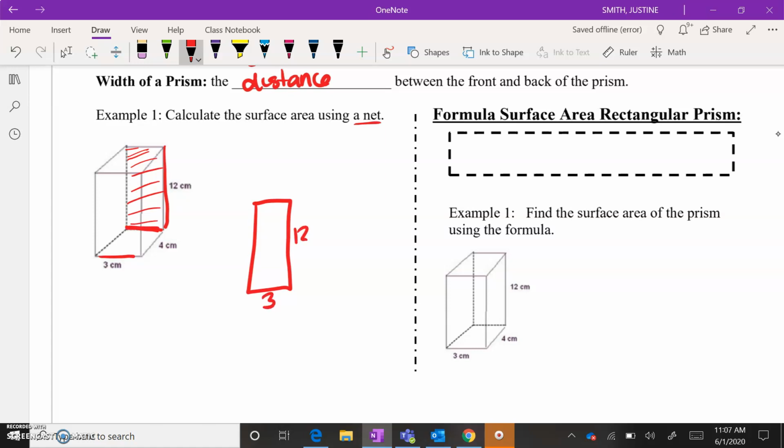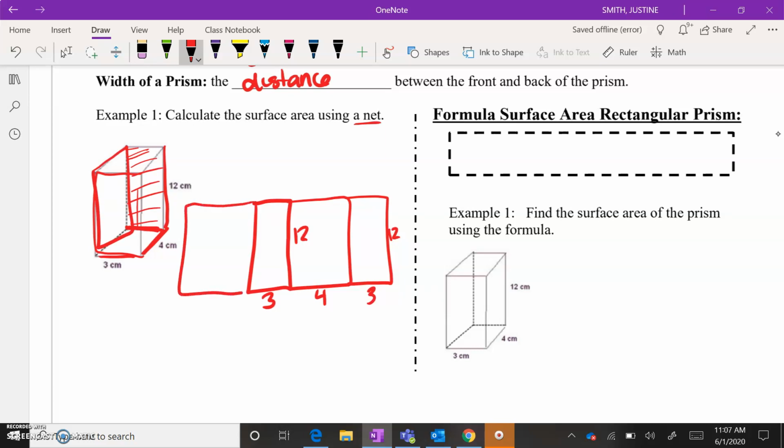And then if I were to unfold the rest of the figure, if I took this side and unfolded it, that would be 12 by 4. Then I took the front and kept unfolding it, so now here's the front, which is also a 12 by 3. Then I took the back side over here, I'm just going to put it on this side for room, and that would also be 12 by 4. So I have these two 12 by 4 rectangles, and I have the front and the back here, which were the 12 by 3.